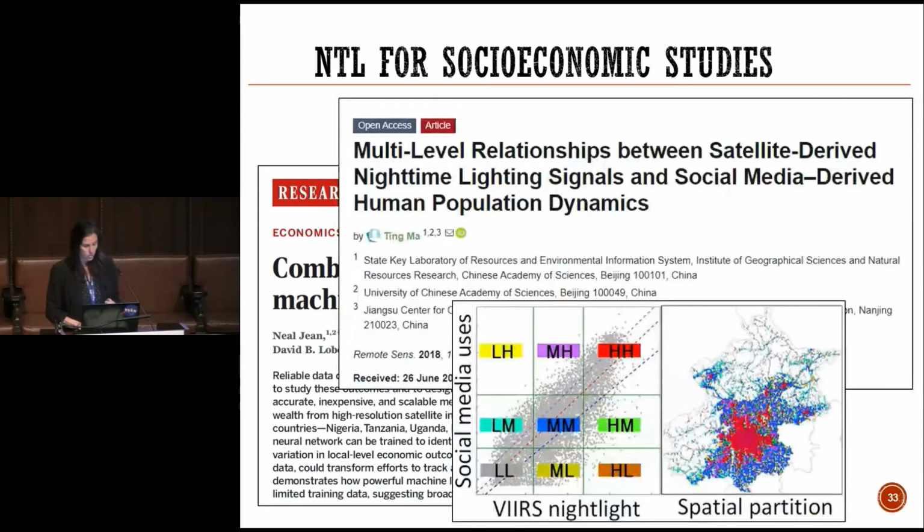in African locations. Another study in China used the nighttime light product and looked at the association with social media uses to derive human population dynamics. And the map here shows that this correlation has a very clear spatial pattern in the different settlements and the city center.